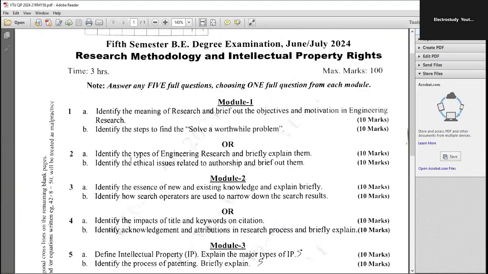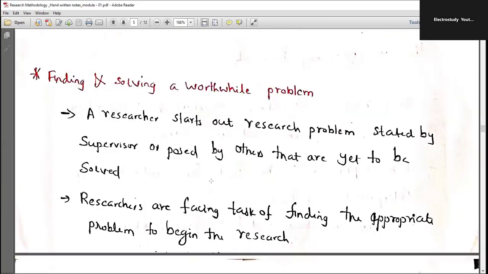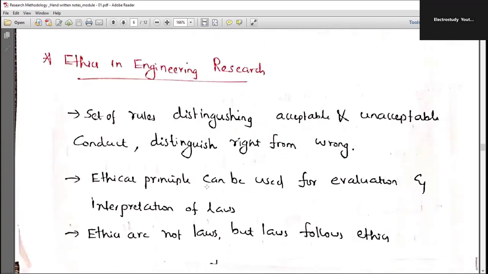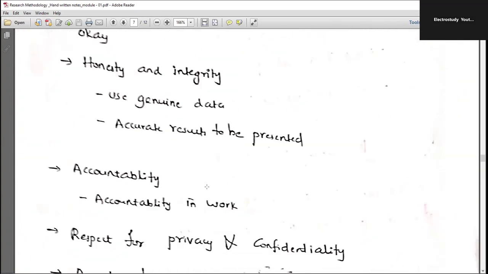Question number 2B, identify the ethical issues related to authorship and briefly explain them. What do you mean by ethical issue? That is a most relevant topic nowadays. So let me scroll down. You need to find out the ethical issues. What are the ethical issues?